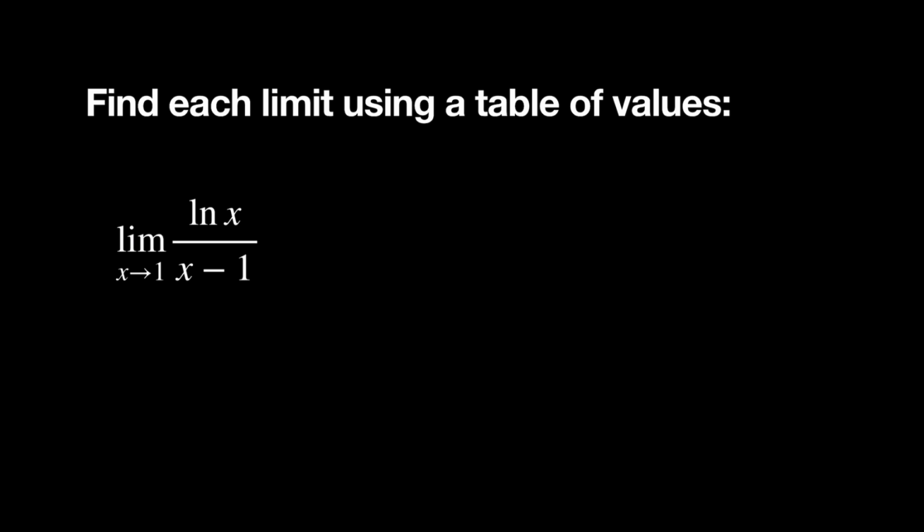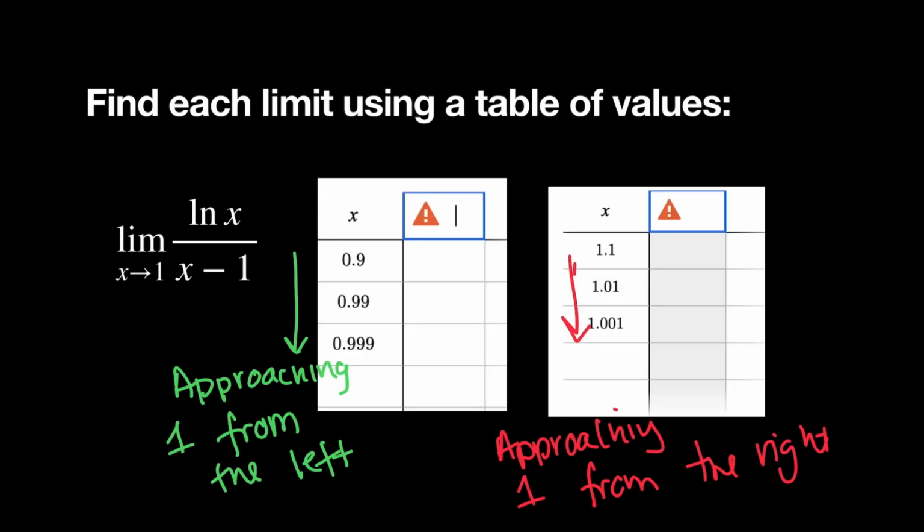Find each limit using a table of values. I want to find the limit as x approaches 1 of ln x divided by x minus 1. When we are finding limits, we don't actually care what happens when x equals 1. And so if I want to use a table to find a limit, I actually care about what happens when x is close to 1.